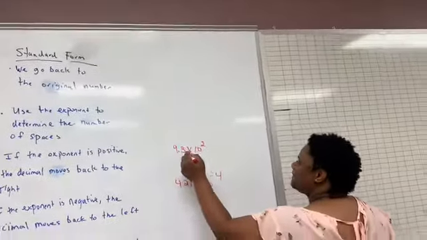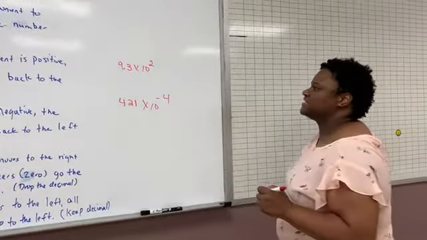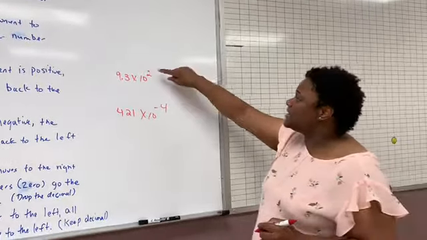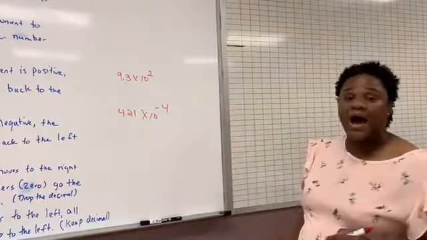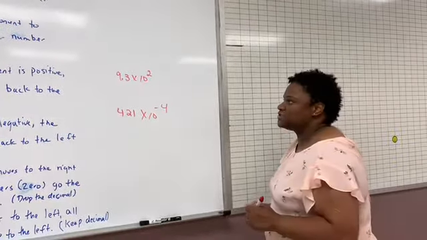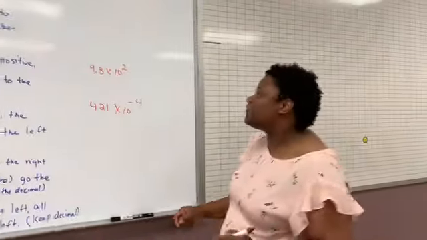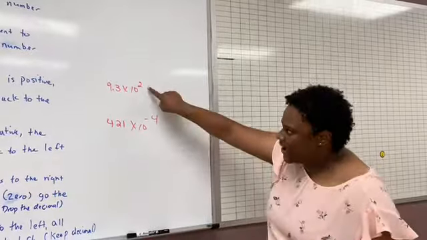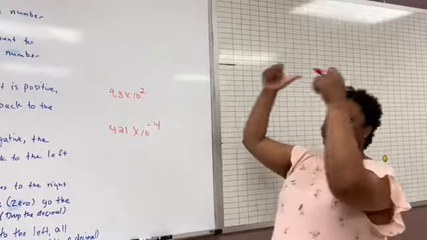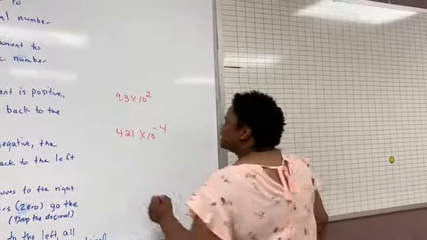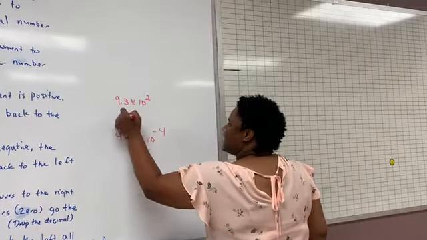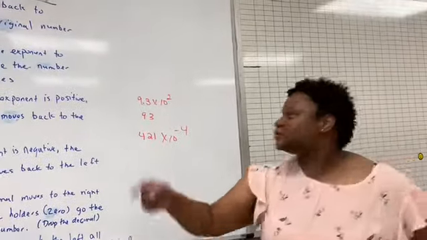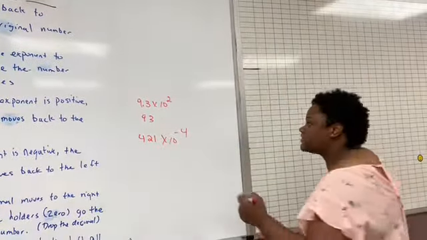So we have 9.3 times 10 to the positive 2. So that means we have a positive exponent, which means that we're going to be moving the decimal back to the right. With that being the case, remember when I told you, whenever we're going back to the right, we drop the decimal. So you see that we've done that here.